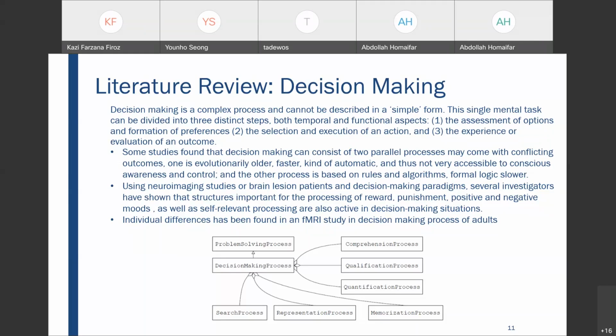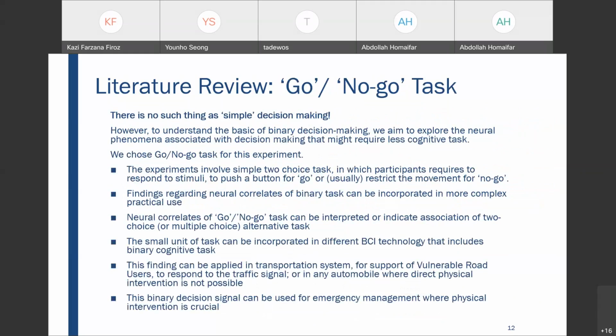But even if we try to simplify them, we get this picture that says the decision making process can be compared to a problem solving process, and it can be connected to comprehension, qualification, quantification, memorization, representation, and search processes. So whenever we do decision making, regardless of how complicated it is, it is associated with these other processes. From the previous slide, we see that there is no such thing as simple decision making.